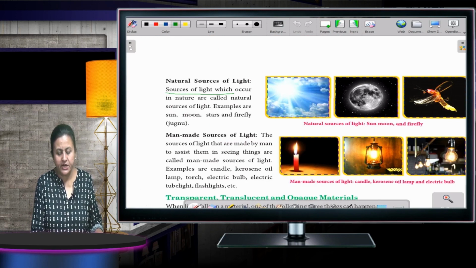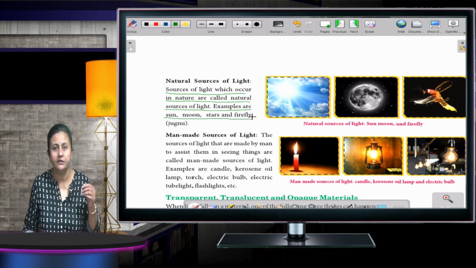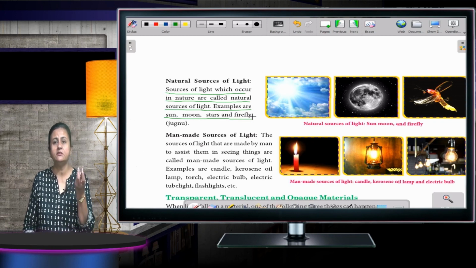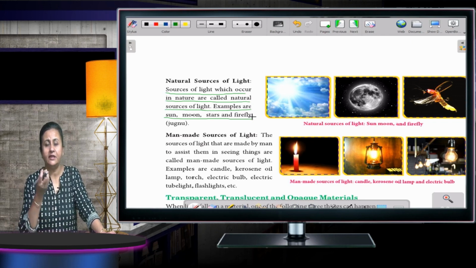Sources of light which occur in nature are called natural sources of light. Examples are sun, moon, stars and firefly. Firefly, you must have seen, it's called Jugnu in Hindi. You must have seen this insect, especially in the summers. You can see where there are a lot of plants and all. They're just a small insect which keep on flying.